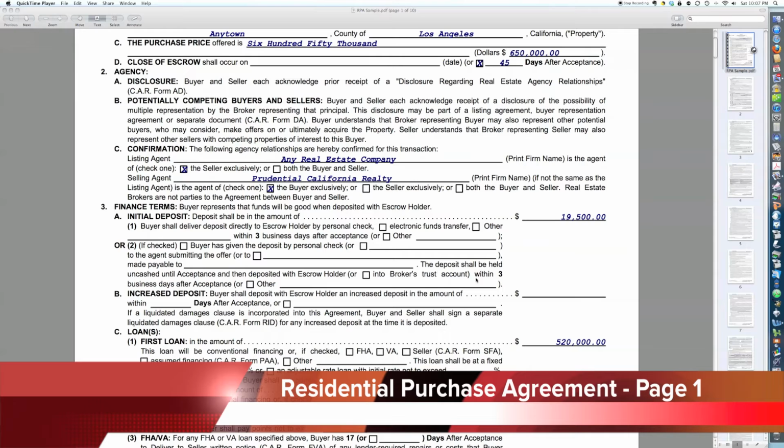These days, with all of the electronic signatures we're doing and a lot of different things, it is possible to just use this default of delivering it directly to escrow.